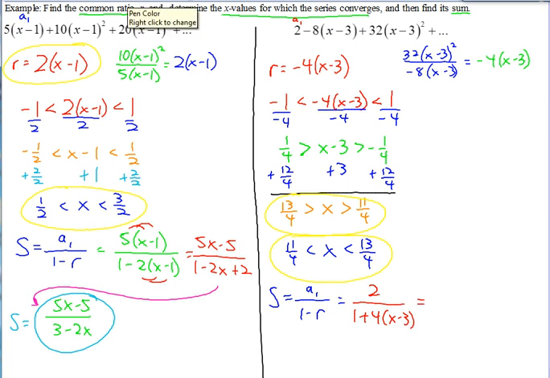And then if we distribute out the 4, we get 2 over 1 plus 4 times x is 4x, 4 times -3 is -12. So if it does converge, the sum would be 2 over, combining like terms, -12 plus 1 is -11, so 4x minus 11. So x was between 11/4 and 13/4. You plug in that x value right here, and that would give you the sum of the infinite geometric series.